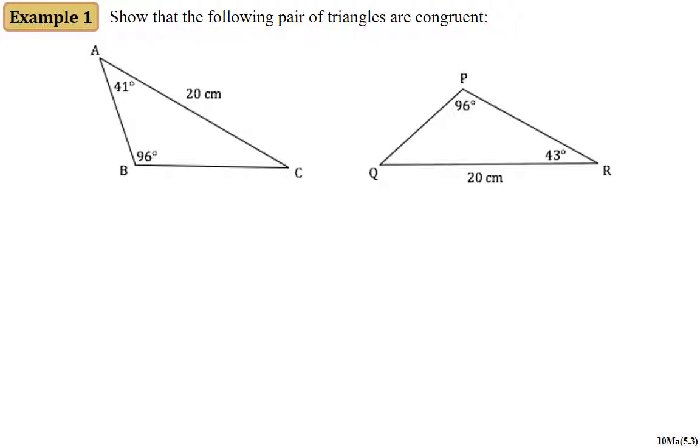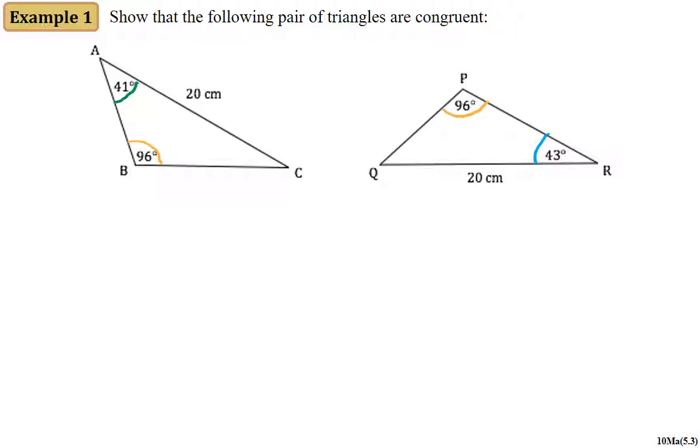Here is our first example. Now with the first example you can see both triangles have 96 degrees. But triangle ABC has a 41 degree angle, whereas triangle PQR has a 43 degree angle. So they're different angles. So we need to do a little bit of preparation work. So I'm going to use a little bit of loose terminology here.